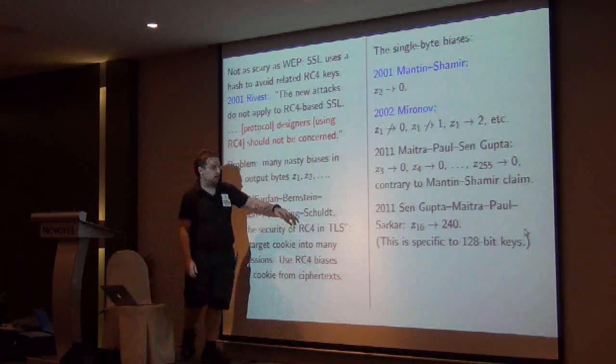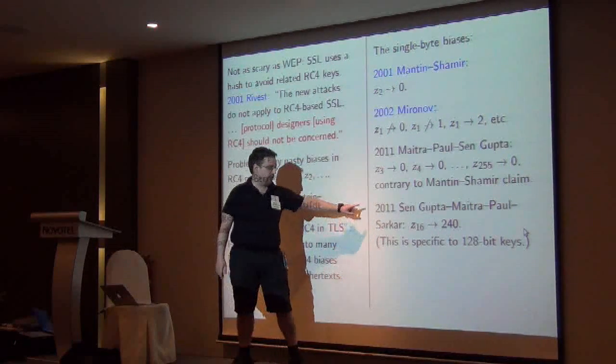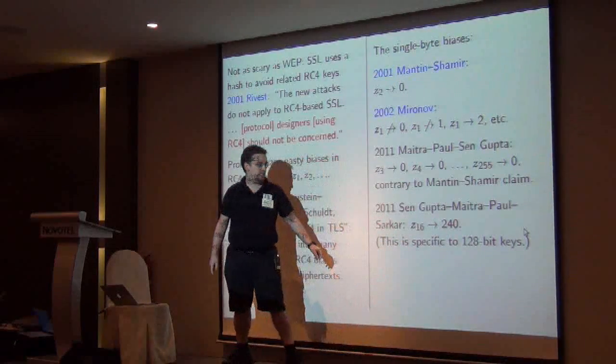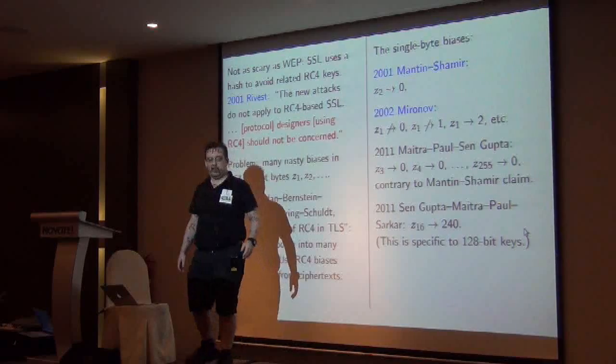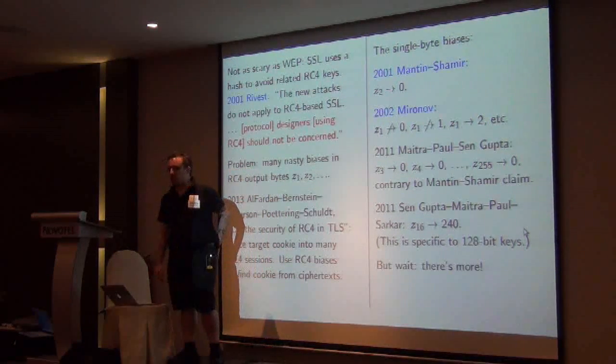And then the key length dependent bias, for people who were paying attention yesterday: Z sub 16, the 16th output byte, is biased towards minus 16, assuming your key length is 16 bytes, 128 bits. Okay, that's not nearly the end of it.